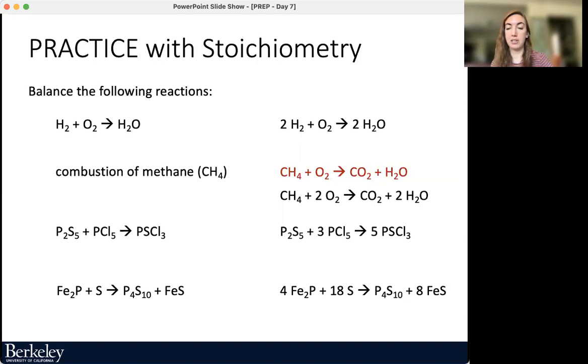Does anyone have any questions on conceptually what's going on here? There's a lot more practice with this on problem set 7, and you'll get more practice with it in Chem 1A as well. But if you hadn't heard of stoichiometry in high school, this is all it is. That's all there is to it. It's just balancing reactions.